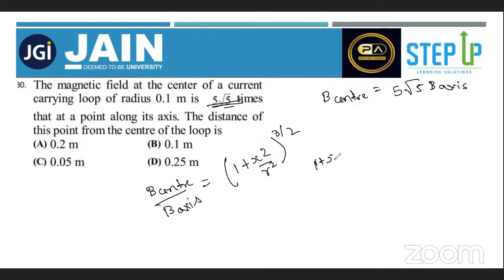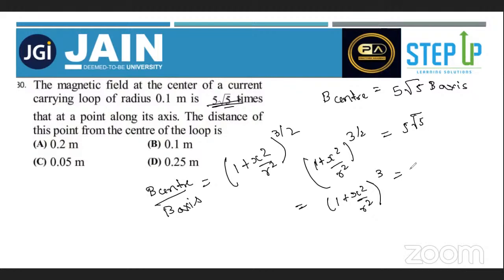So I can write (1 plus x square upon r square) raised to 3 by 2 is equal to 5 root 5. I can square both sides. So basically the equation will be (1 plus x square upon r square) whole cube is equal to 25 times 5, that is 125.